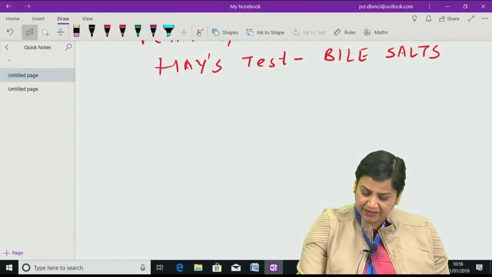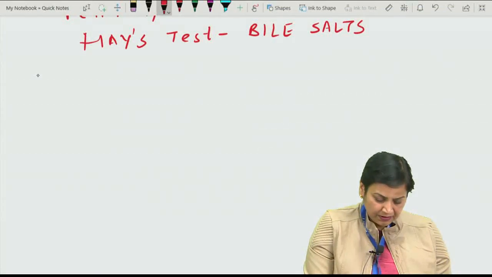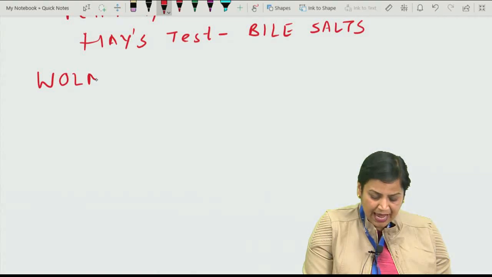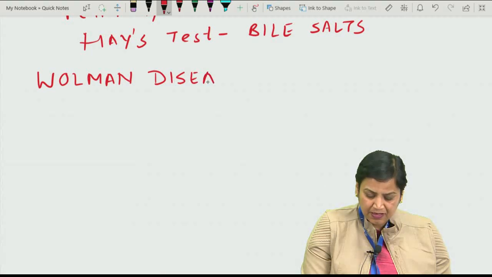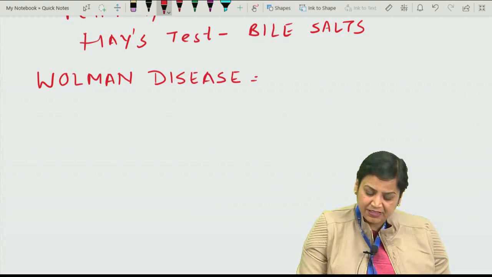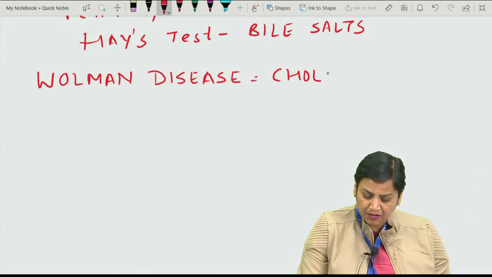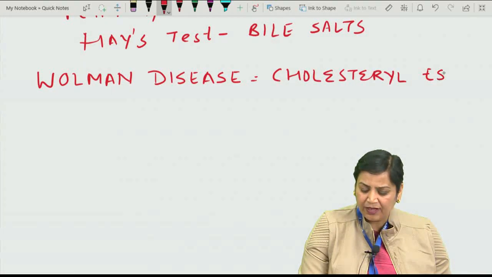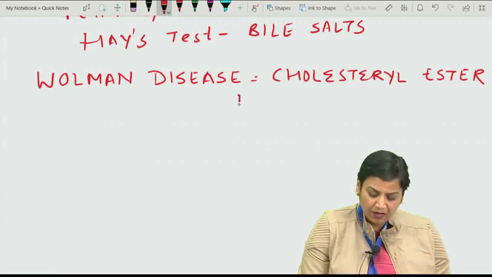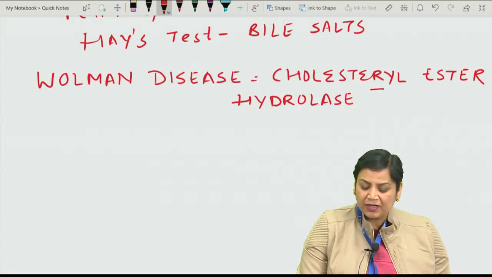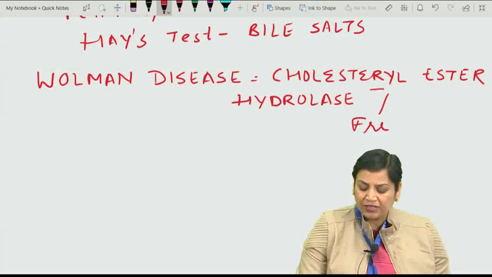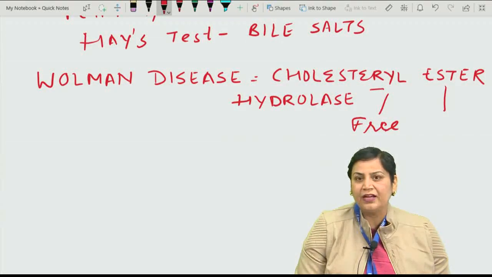This Wolman's disease is due to the absence of cholesterol ester hydrolase. Cholesterol moves in free form also. Cholesterol moves in esterified form also.